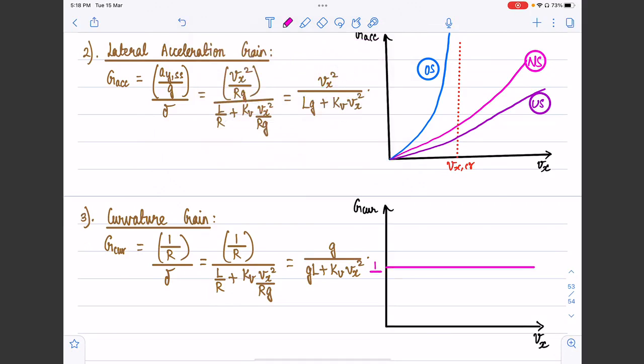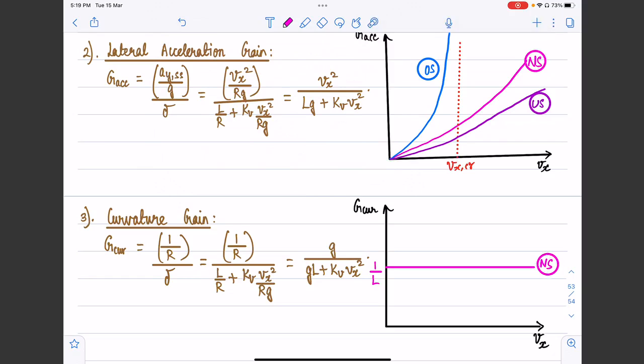So this will be 1 by L for a neutral steer vehicle. All right. So the curvature gain remains the same with respect to speed for a neutral steer vehicle. All right. So now what will happen to understeer and oversteer?